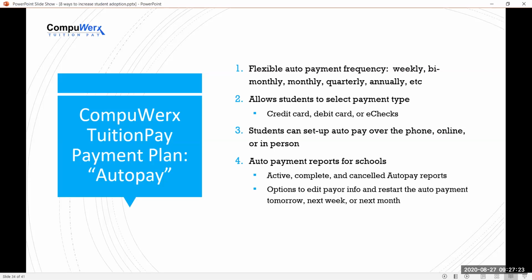Auto payment reports for school. Once the auto payment is set up, there are auto payment reports. Under auto payment reports, there are active auto payments, completed auto payments, and canceled auto payments. There's an option for the school to edit the payer's information, the student information, and you could restart the auto payment for any completed or canceled auto payments tomorrow or next month.